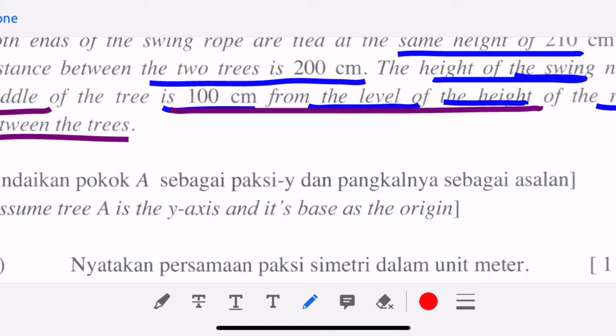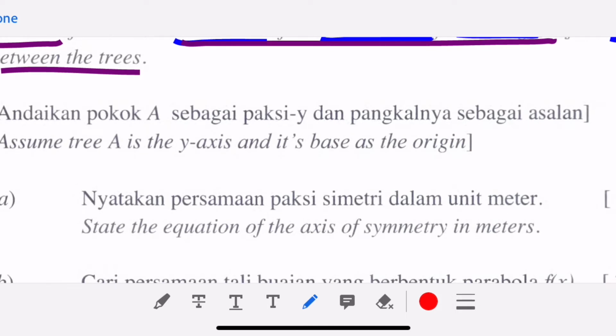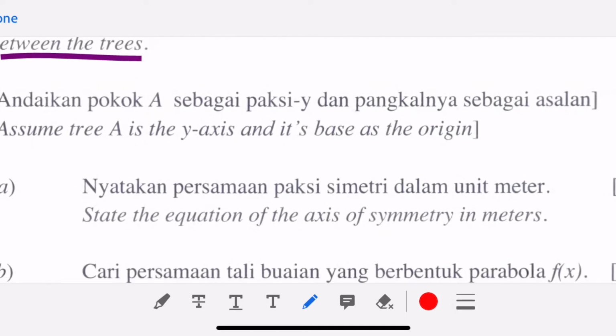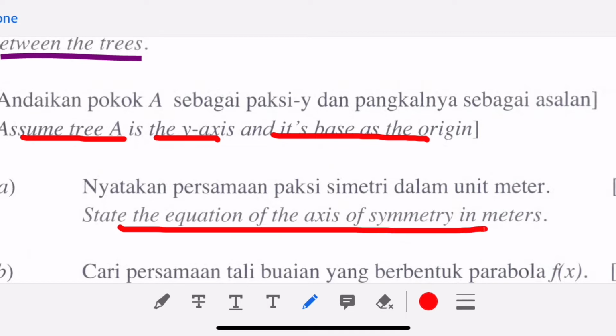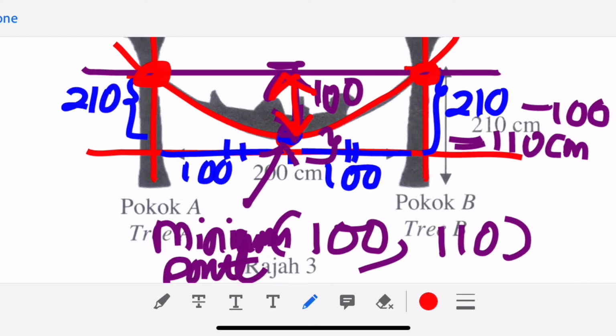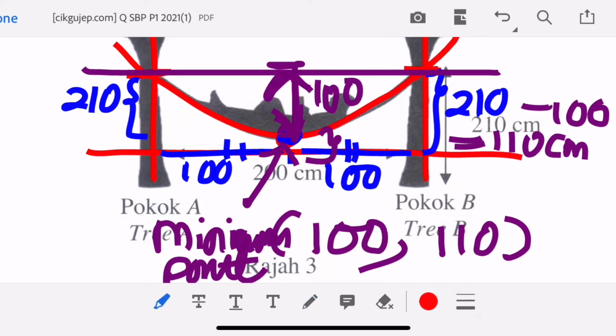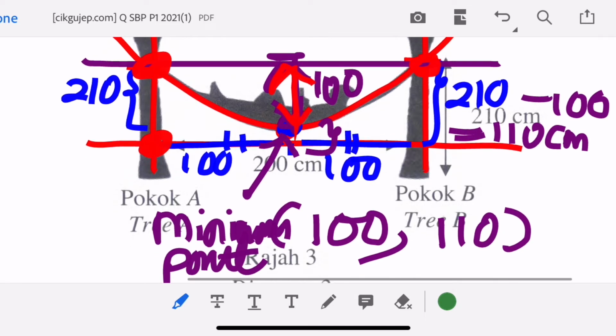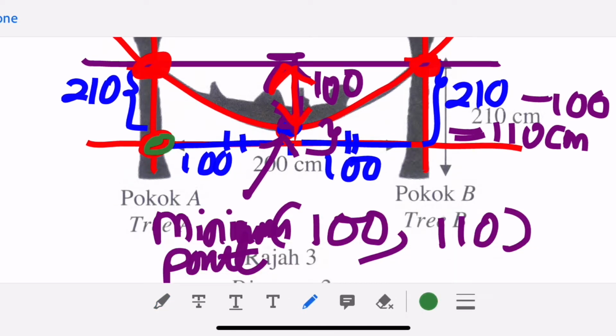Now let's answer the question after we get the right fact. Assume the 3A is the y-axis and the base as the origin. State the equation of axis of symmetry in meters. In meters. So that means the question is saying that this is the origin. Alright, this is the origin. So origin is here, and then the axis of symmetry here is the middle. It will pass through the middle point of the minimum point.